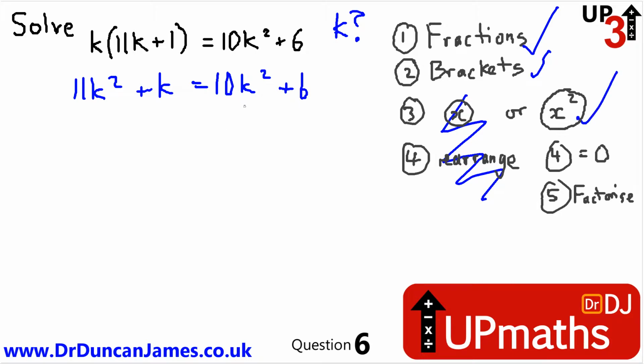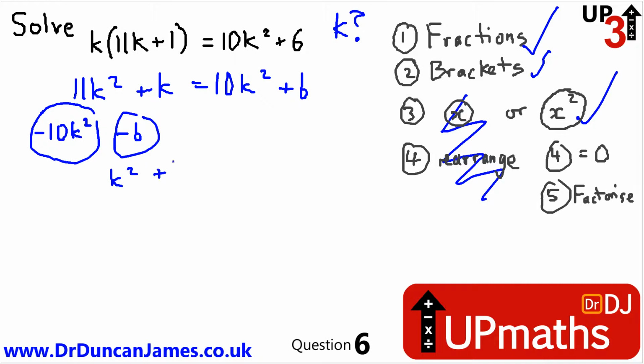I'm going to take the 10 over to the 11. The reason being I want it to just be positive. So I'll minus 10k squared. While I'm at it, I'm going to minus 6 at the same time. So I end up with k squared plus k minus 6 equals 0.